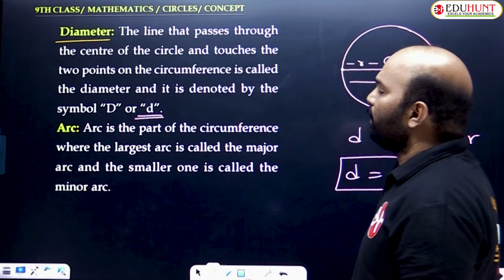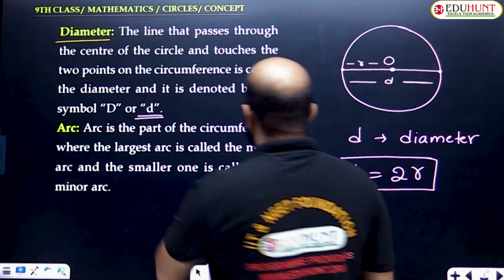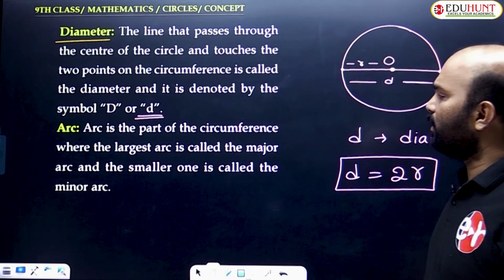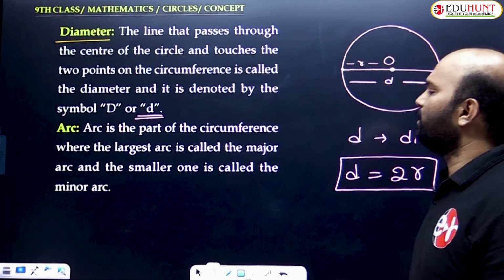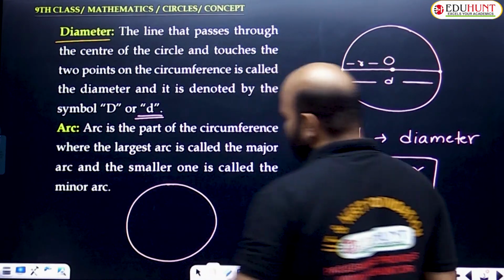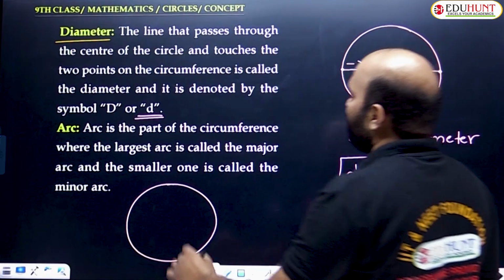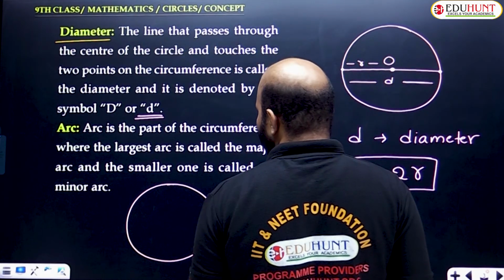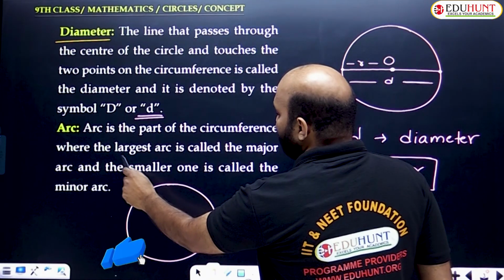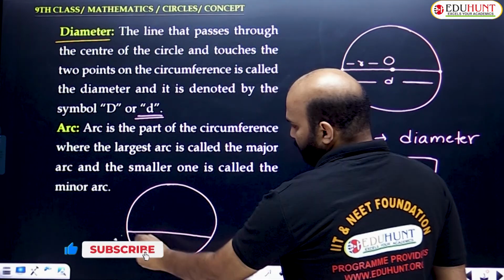So what is an arc? An arc is a part of the circumference, where the largest arc is called the major arc and the smallest one is called the minor arc. Let us draw the circle. An arc is a part of the circumference, just like that. It is called an arc.